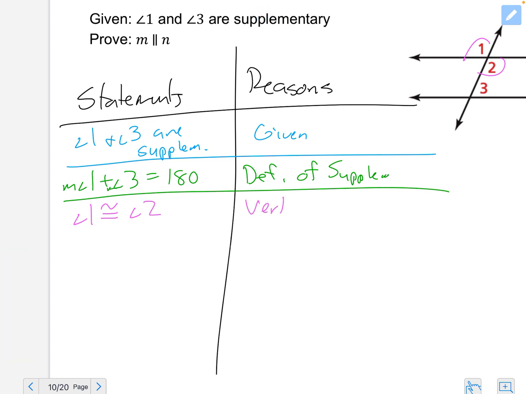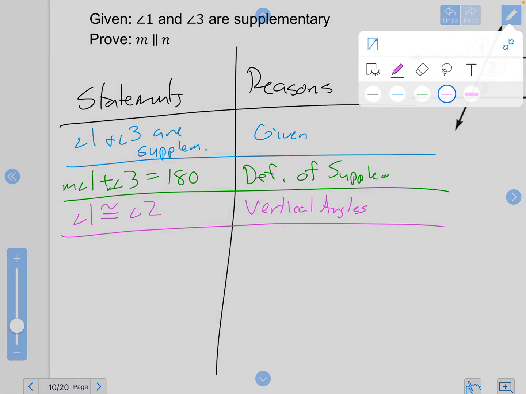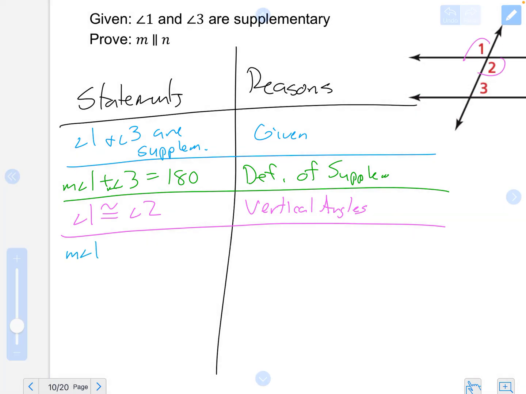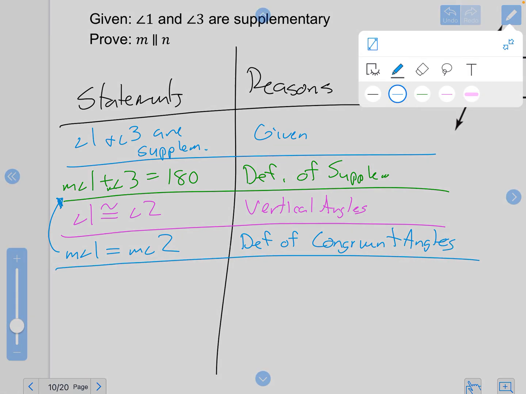Because they are vertical angles. And so once I know that 1 is congruent to 2, I know that the measure of angle 1 is equal to the measure of angle 2. Because I'm going to have to substitute them into this right here, I need to make them look like that angle there. So this is our definition of congruence, or congruent angles, because if angles are congruent, they are also equal.